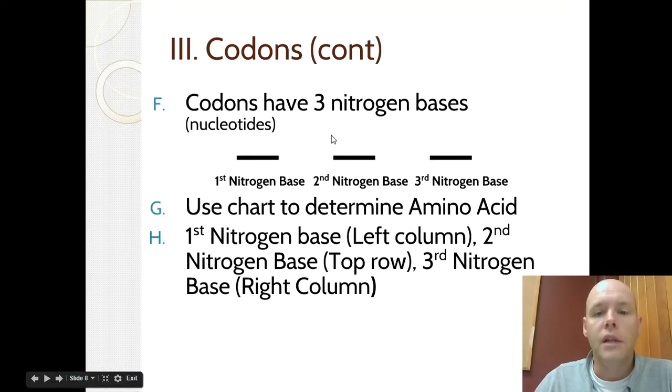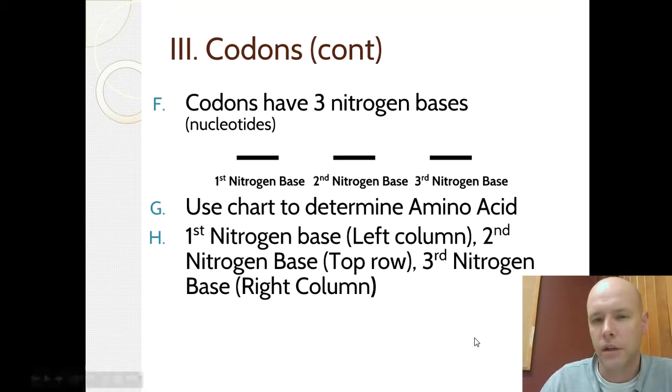Well, remember, codons have 3 nitrogen bases. The very first one is called the first nitrogen base. The one in the middle is the second nitrogen base. And the one on the end is called the third nitrogen base. You use that chart that I showed you to determine the amino acid. The first nitrogen base, you look at the left column. The second nitrogen base, you look at the top row. And the third nitrogen base, you look at the right column. So what do I mean by that? Let's take a look at this and do a little practice with this.